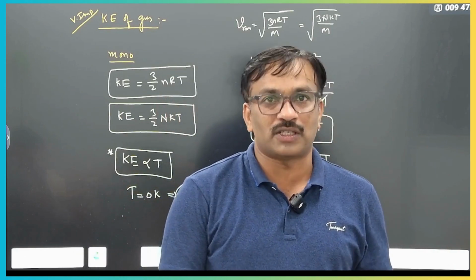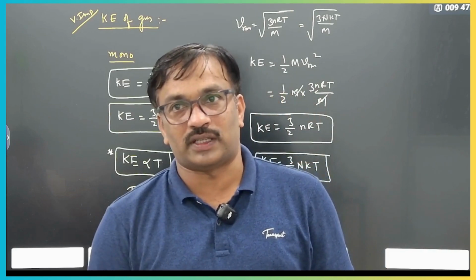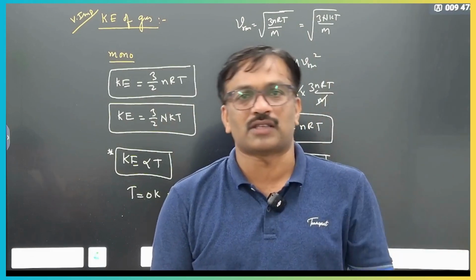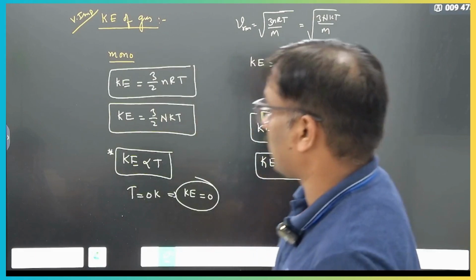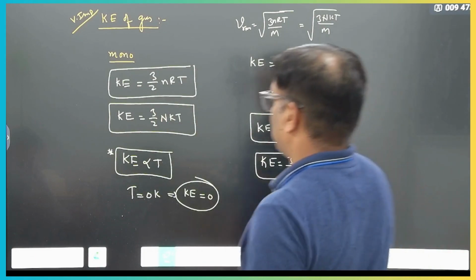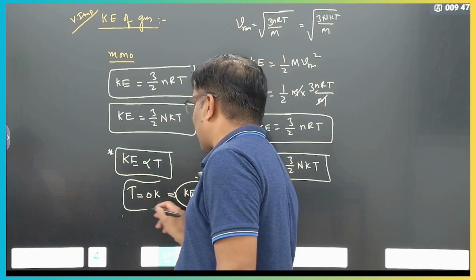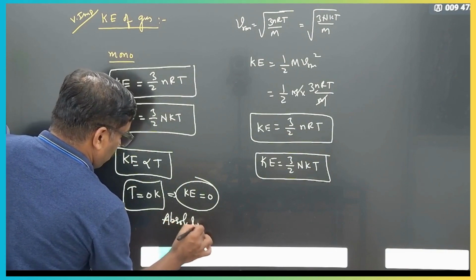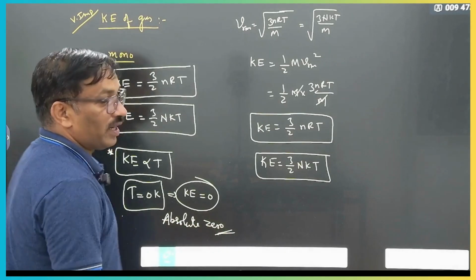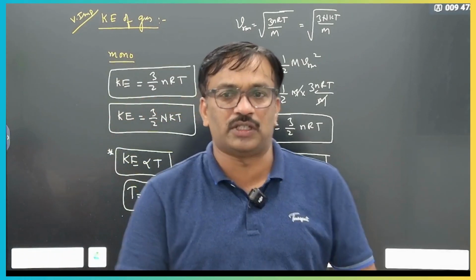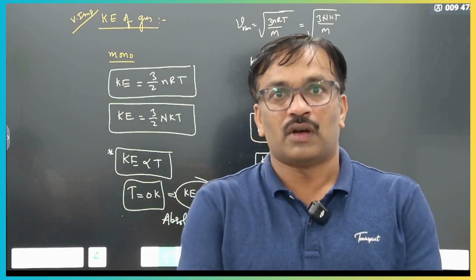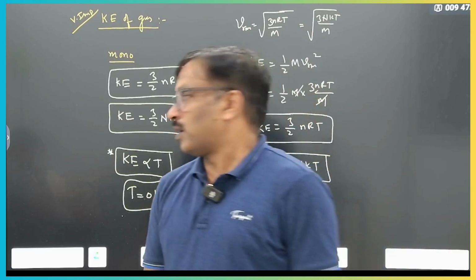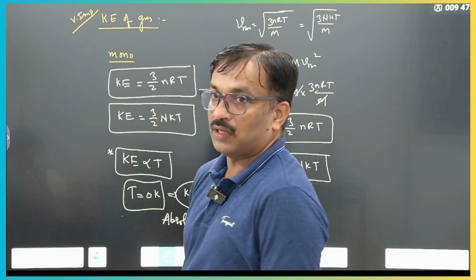That's why it is impossible to live at minus 273 degrees centigrade. The gas will not be present, so there is no atmospheric pressure. The atmosphere will not be present at 0 Kelvin. That's why we call it absolute zero. Absolute zero means pressure is zero, volume is zero, speed is zero, kinetic energy is zero, and total internal energy is zero.